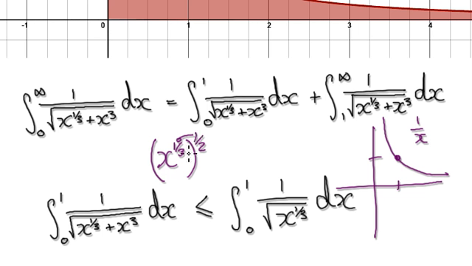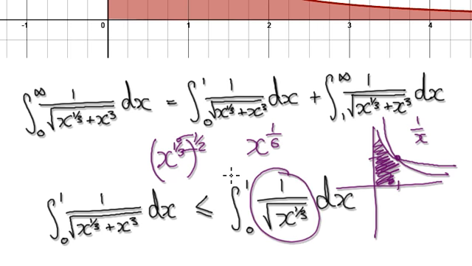So it would be this times this, which is x to the power of 1 over 6. 1 over x looks like this, and x to the power of 1 over 6 will look something like this. In this region from 0 to 1, this will converge. You should be able to ingrain this diagram in your mind. So this thing here will converge.